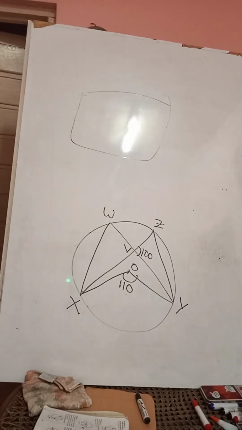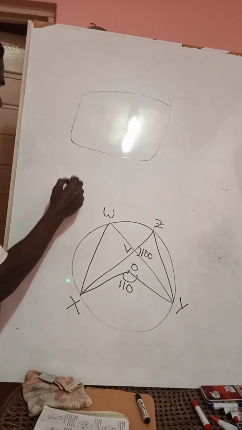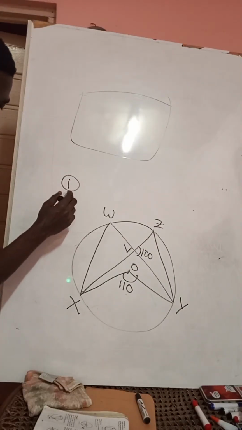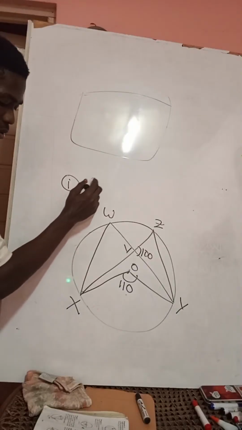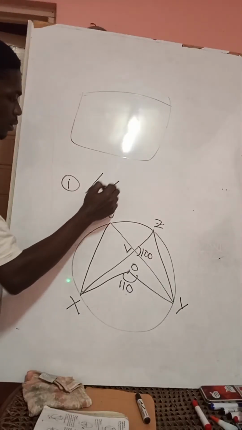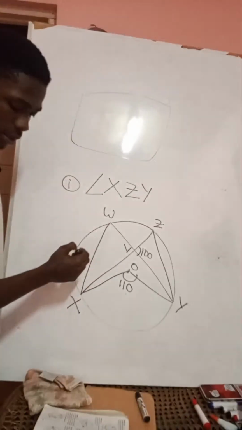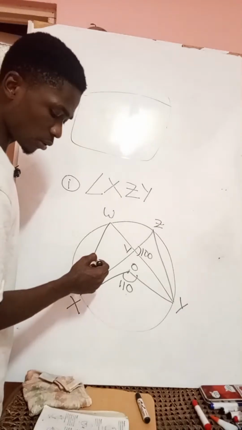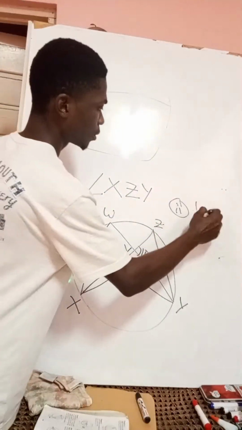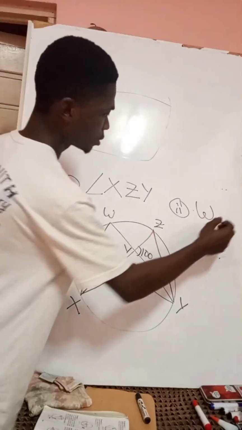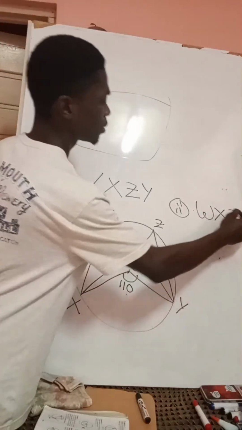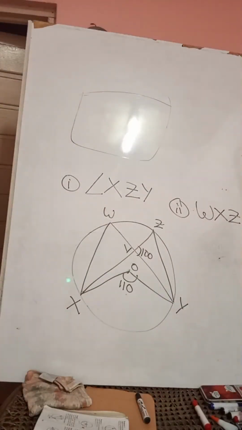So try this question. Let me see. You are asked to calculate. It said find angle, calculate for angle X, Z, Y. And then they ask you to calculate for angle W, X, Z. Try it and let me see.